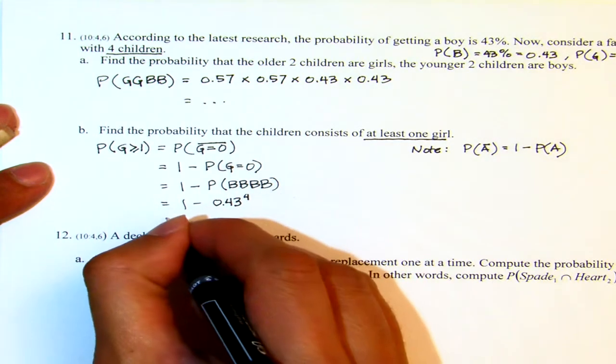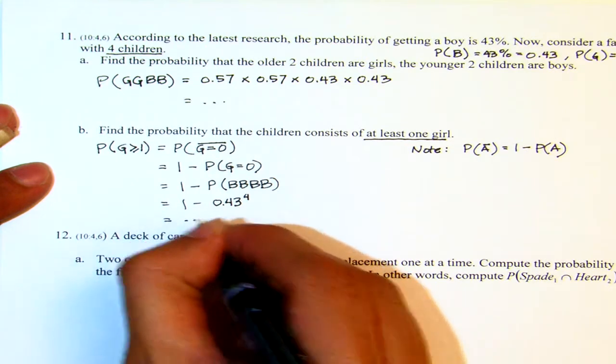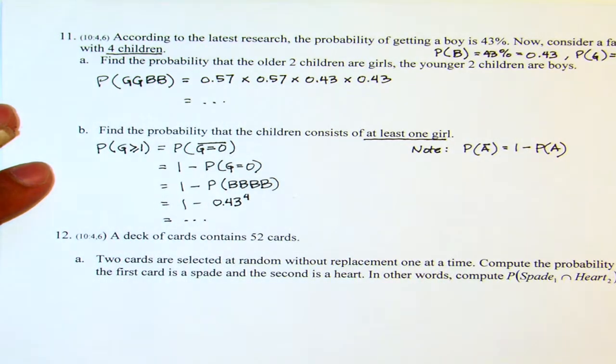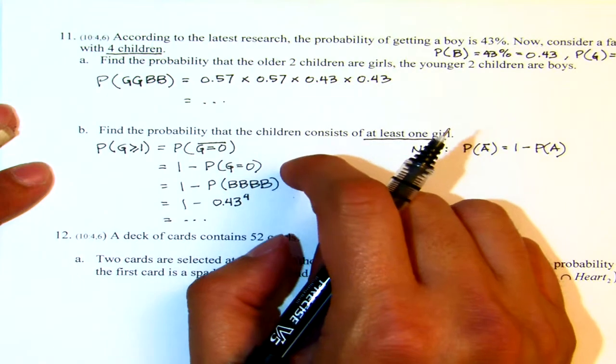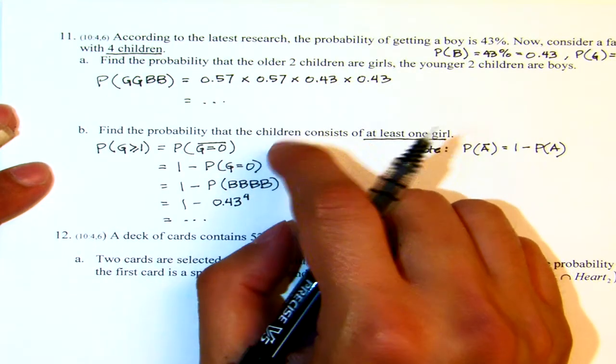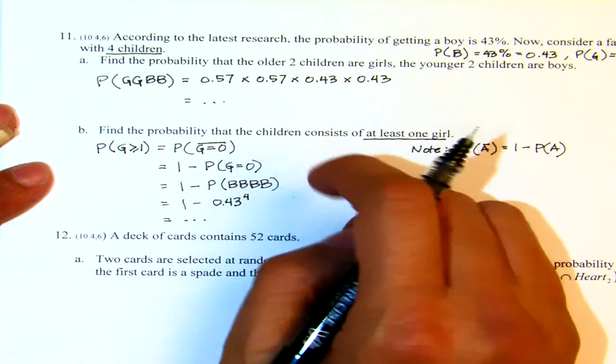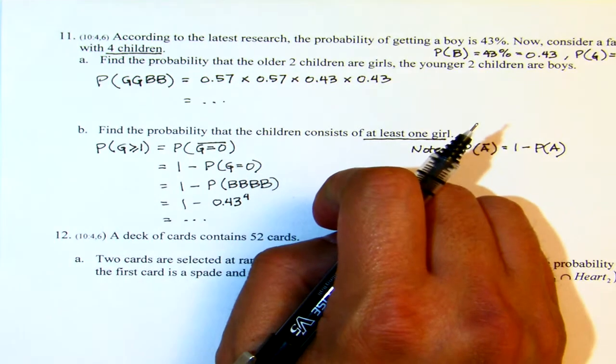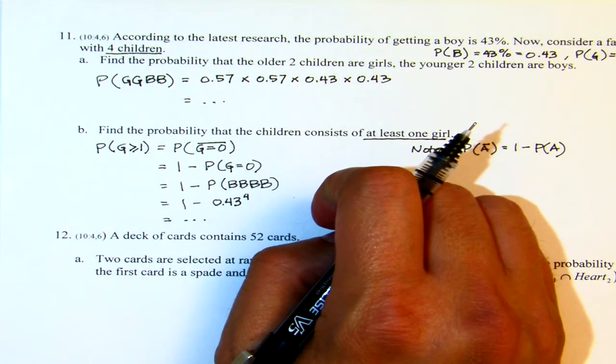Okay, now from here you use your calculator again. Remember, when it comes to probability, if you need to round it, round to 5 decimal places. Okay, that's for question number 11 from Fall 2011 Math 227 Test 1.